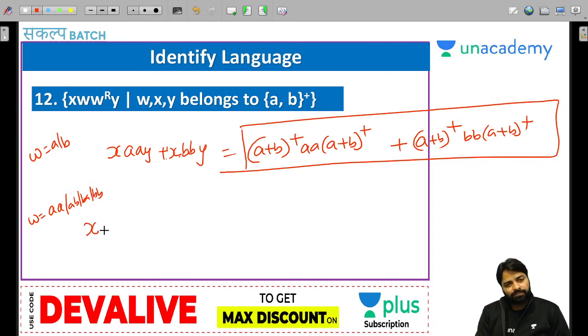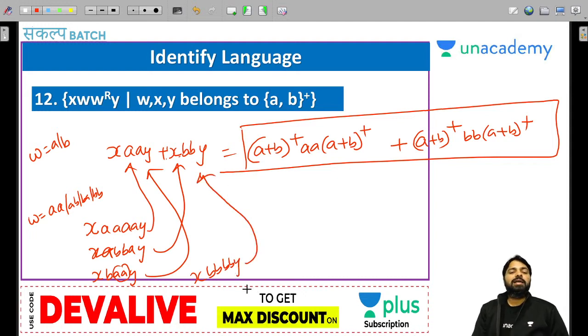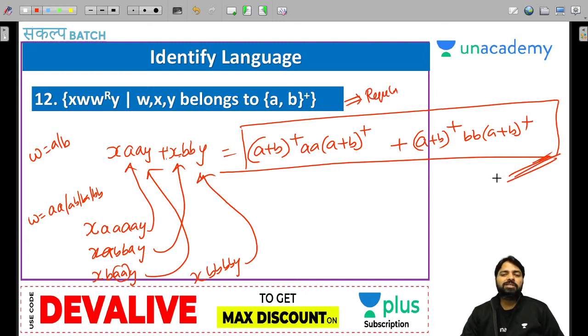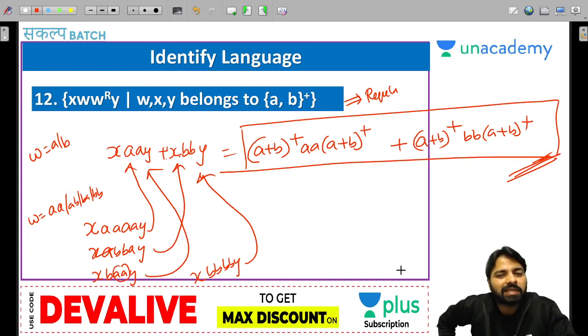Then X, AA reverse Y: is it covered already? Yes. And XAB, AB reverse is BA, it's already covered here. And XBAAY, you can see the double A here, it's already covered. And finally XBBBBY is covered here. That means every string of the language is covered when you take W as either A or B. It is regular. The answer is here, this is the expression. Minimum length is 4, but containing AA or BB is the problem. Yes, it is regular.